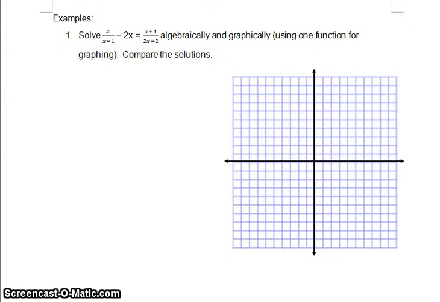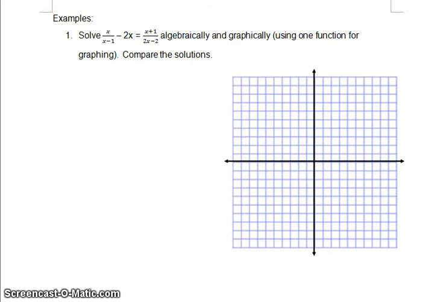All right. So this first example here, we have: solve x divided by x minus 1 minus 2x is equal to x plus 1 over 2x minus 2. So we need to do that both algebraically and graphically. And one thing that'll be really nice is if you do this both using algebra and by graphing, you will find that you have the exact same solutions. So that's one really good way to check it.